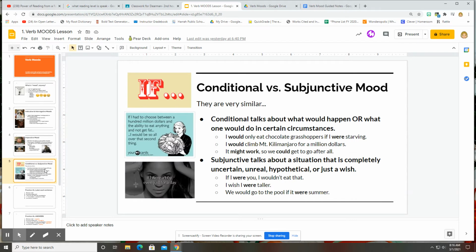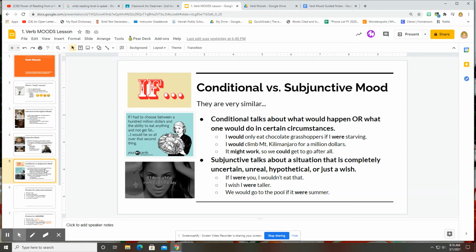And then our last 2 moods are conditional and subjunctive mood. They're very similar. Conditional talks about what would happen or what one would do in a certain circumstance. So think about would. I would only eat chocolate if I were starving. That's conditional, like on a condition. I would climb Mount Kilimanjaro for $1,000,000. So think of it as conditional. If something happened, you would do it.